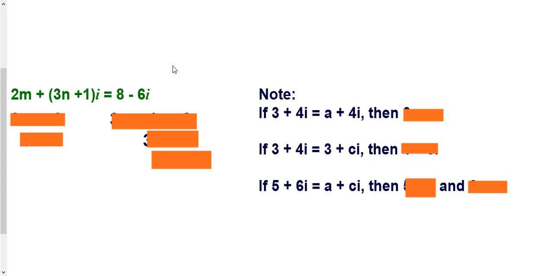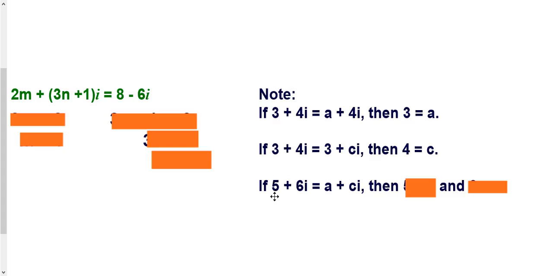Down below, we need to go ahead and solve this for m and n. But make note, if I said 3 plus 4i is equal to something we don't know plus 4i, well, if they both have 4 i's, the a and the 3 would have to be the same. Down below here, if I said 3 plus 4i equals 3 plus something i, well, the 3's are the same, so what's in front of the i's would have to be the same.